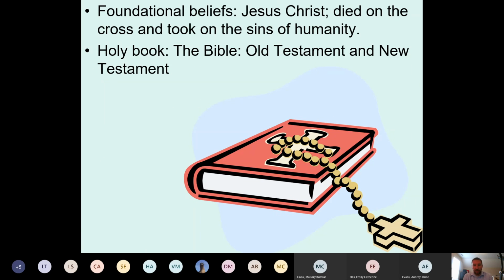The foundational beliefs, the basic beliefs, is that Jesus Christ died on the cross to take on the sins of humanity. You could read about this in their holy book, which is the Bible, which includes the Old Testament and the New Testament.